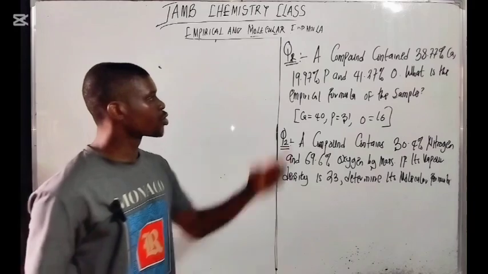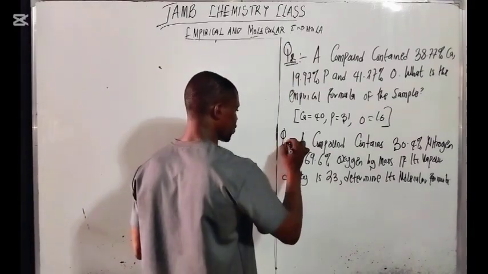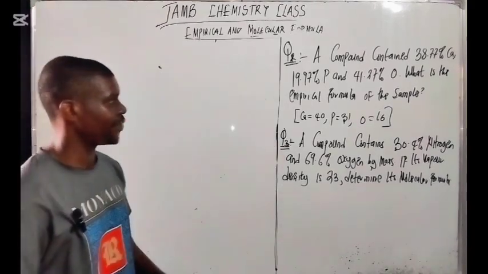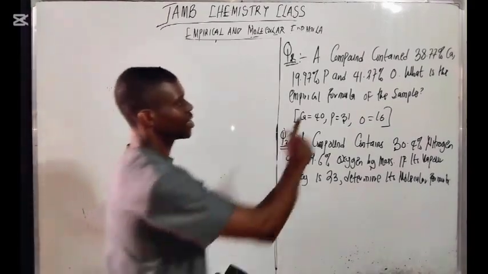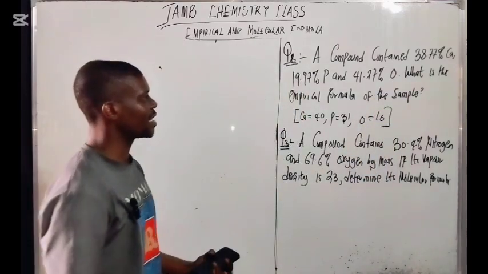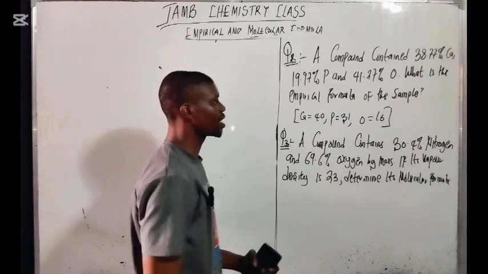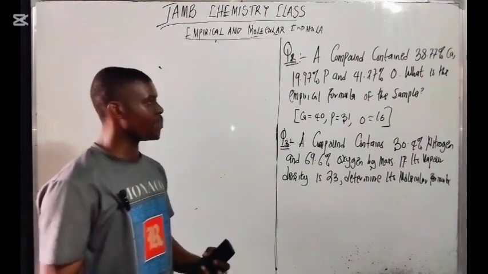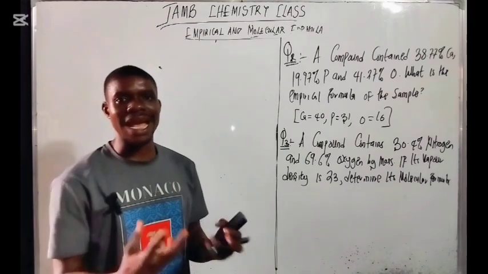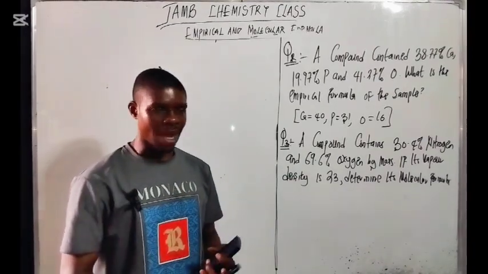So now let's look at 2 more questions. So it's going to be question 2 and question 3, right? So let's solve this question. Let's look at the first question. This is a compound containing 38.77% calcium, 90.97% phosphorus, and 41.27% oxygen. What is the empirical formula of the compound, or of the sample? Now, they only ask us to look for the empirical formula, no molecular formula, right?